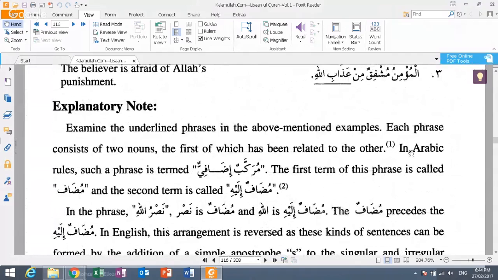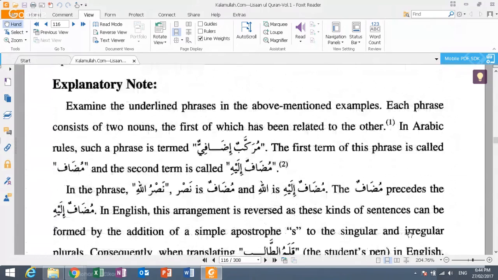Examine the underlying phrases in the above mentioned examples. Each phrase consists of two nouns, the first of which has been related to the other. In Arabic rules, such a phrase is termed murakkabul idafi. The first term of this phrase is called the mudaf, and the second term is called mudafun ilayh. Clear? First one is mudaf, second one is mudafun ilayh. In the phrase Nasrullah, Nasr is a mudaf and Allahi is mudafun ilayh. Clear so far? No problem?